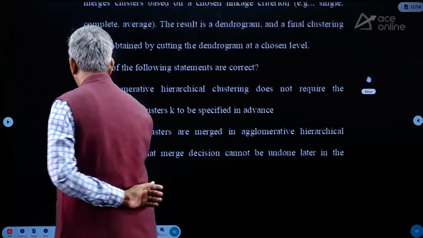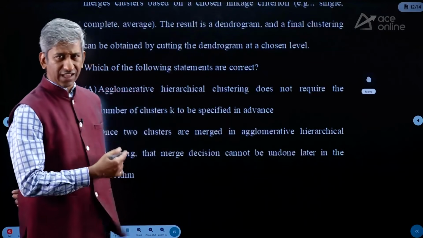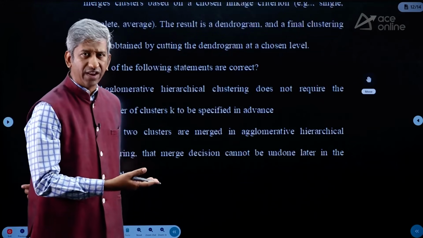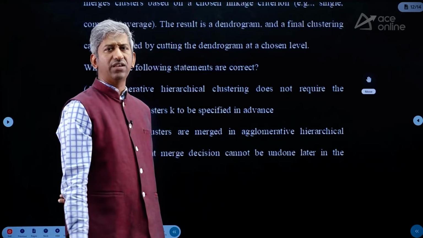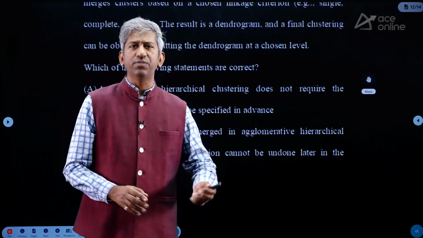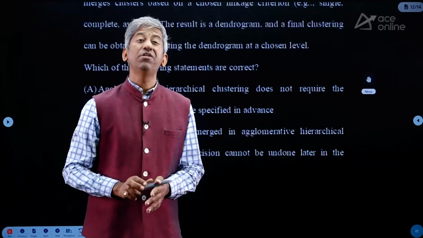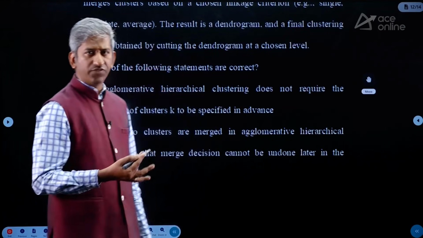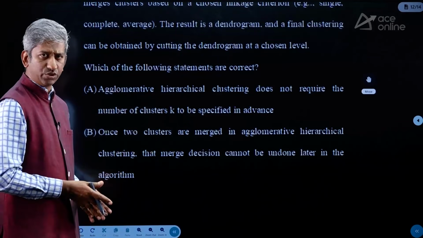Right, let us go through option by option. Actually, agglomerative hierarchical clustering is given, and we know in agglomerative hierarchical clustering the linkage methods are used, and based on the linkage methods the merging takes place at the minimum distances of the clusters. The clusters with minimum distances will be merged together.